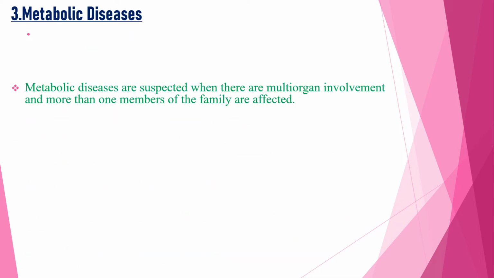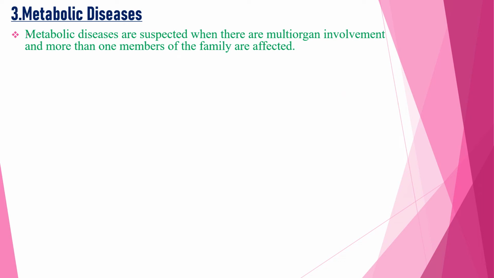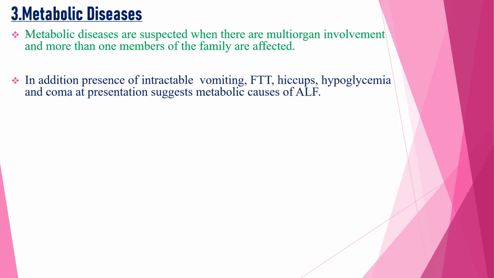The other is metabolic disease. Metabolic disease as a cause of acute liver failure is suspected when there is multi-organ involvement and more than one member of the family is affected. In addition, it is suspected if there are other clinical conditions such as intractable vomiting, failure to thrive, intractable hiccups, hypoglycemia, and coma at presentation. It suggests a metabolic cause of acute liver failure.